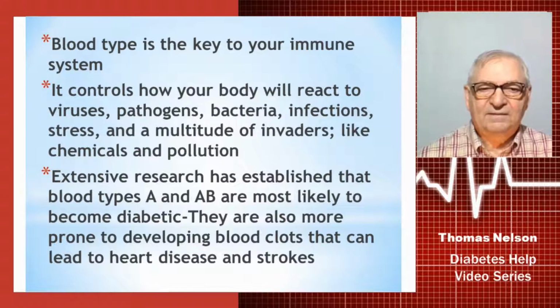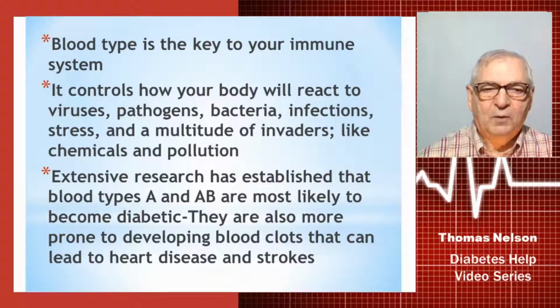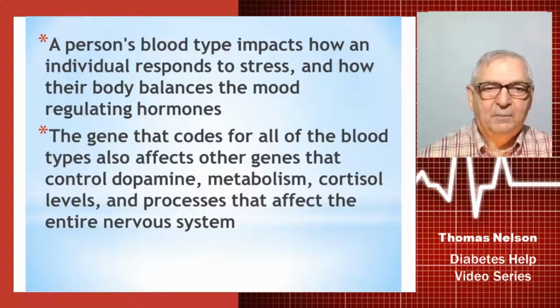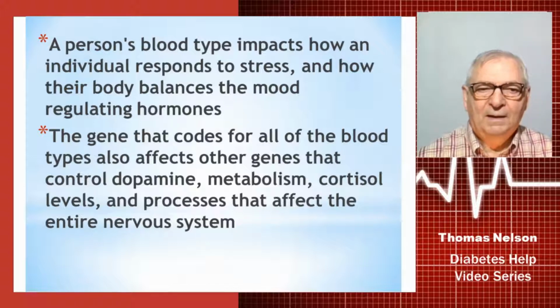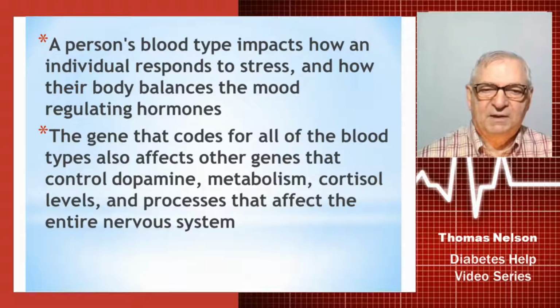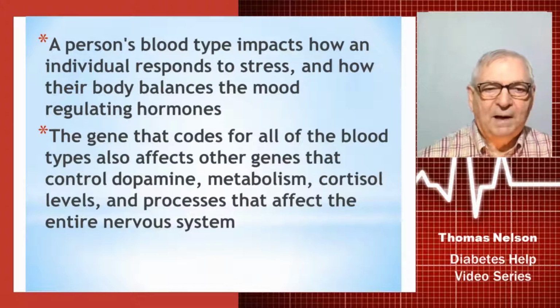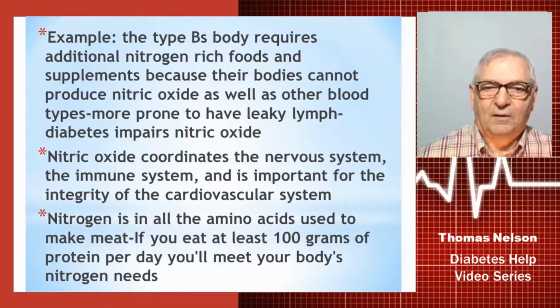Extensive research has established that blood types A and AB are most likely to become diabetic, and they are also more prone to developing blood clots that can lead to heart attack, heart disease, and strokes. A person's blood type impacts how an individual is going to respond to stress, how their body balances their mood, regulates their hormones, and a long, long list of other things. The gene that codes for all of the blood types also affects the genes that control your dopamine, which is a hormone in your brain we'll be talking about later. It controls your metabolism, your cortisol levels, how much cortisol you produce, and the impact it will have on your control, and the processes that affect the entire nervous system are all part of that.